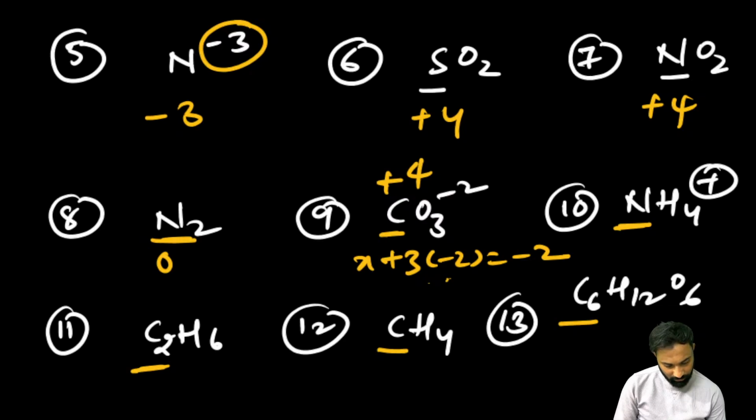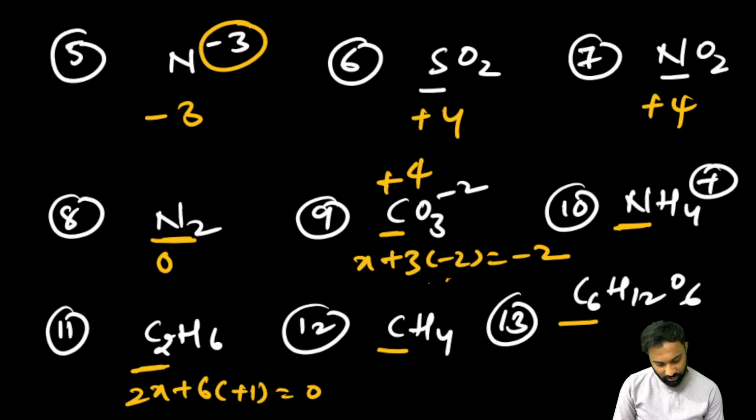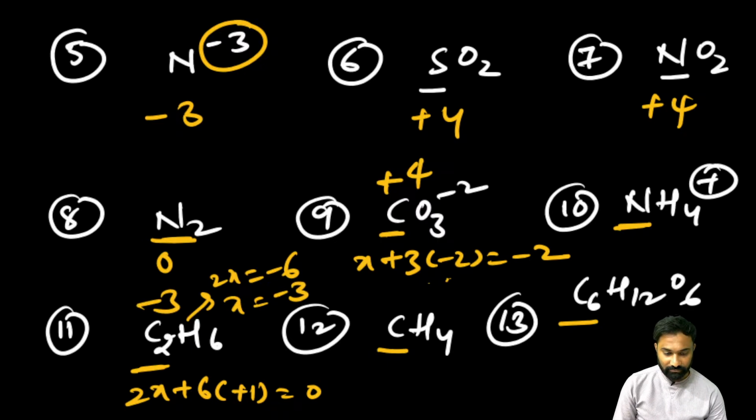Eleventh, you are having doubt. Why doubt? This is 2x, right? 2x plus 6 plus 1 is equal to 0. If you send it to the right hand side, it will become 2x minus 6. Then x is equal to 6 by 2, it will give minus 3, right? Minus 3. 13th it is 0. Good.